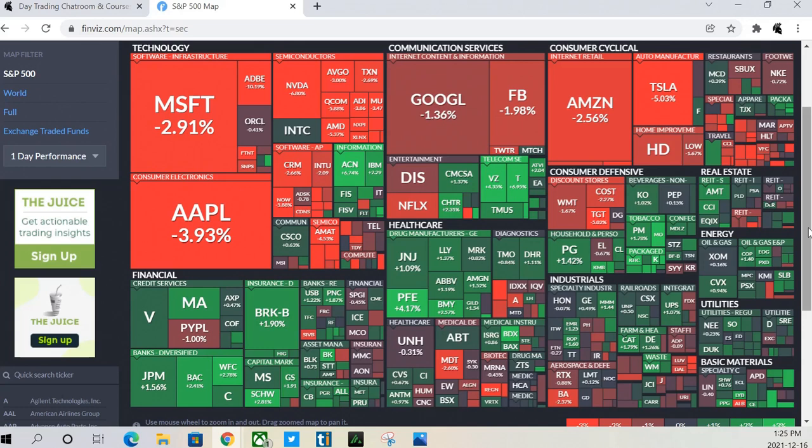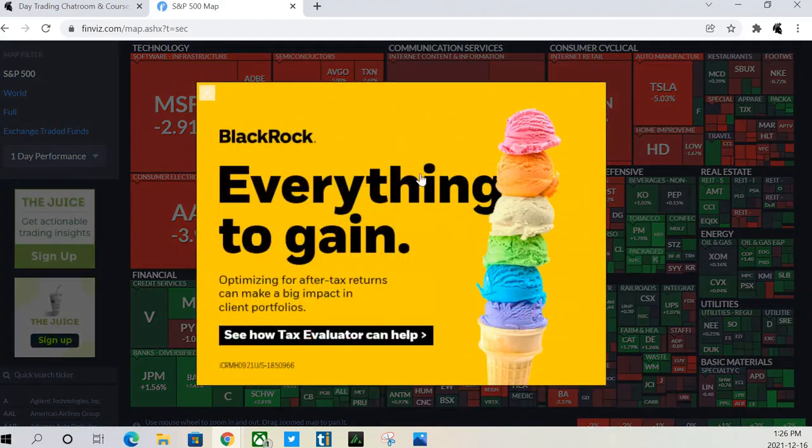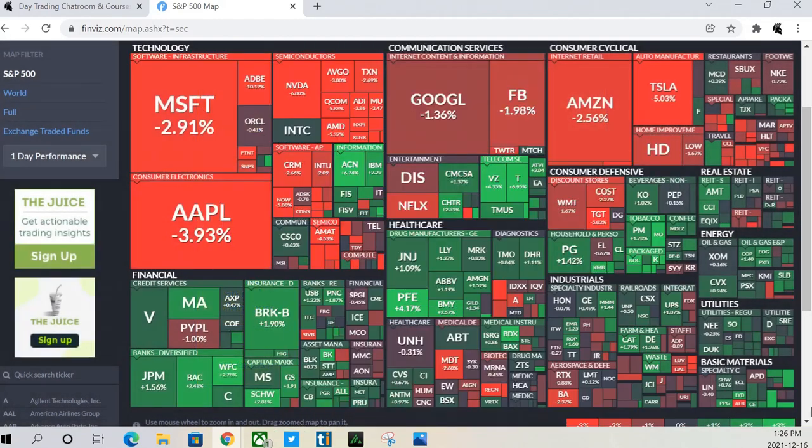Sometimes a heat map can be deceiving if a lot of things are gapping up. Then, even though things are selling off, they could still remain or look like they're green on the actual charts themselves. So it's always a good idea to look at what's going on in these individual names if you want to see more in depth of what's actually occurring.